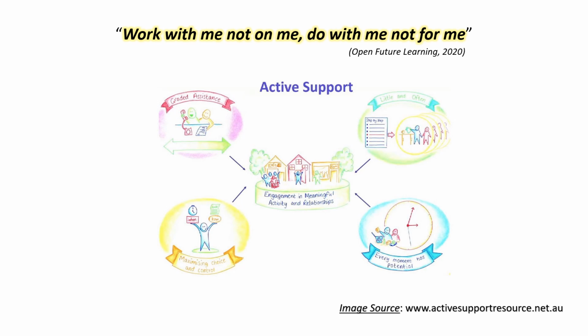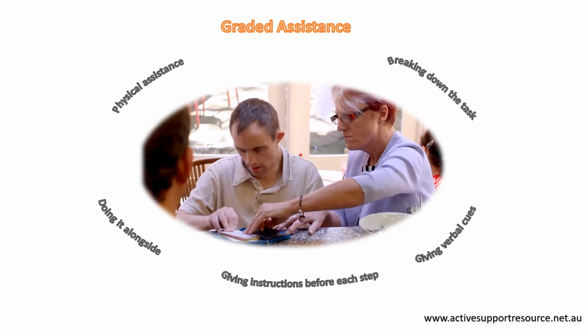There are four essential principles of active support: graded assistance, little and often, maximizing choice and control, and every moment has potential. At the bottom of the page, you can find a link to a training model of active support. Today, I will focus on one principle, which is called graded assistance.